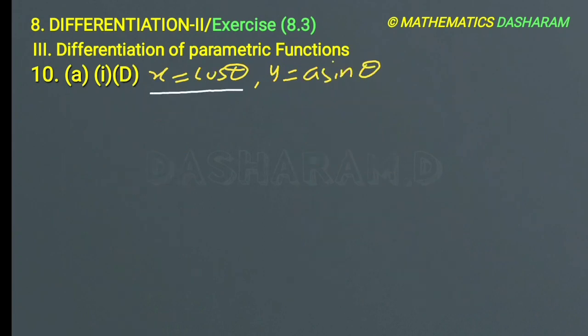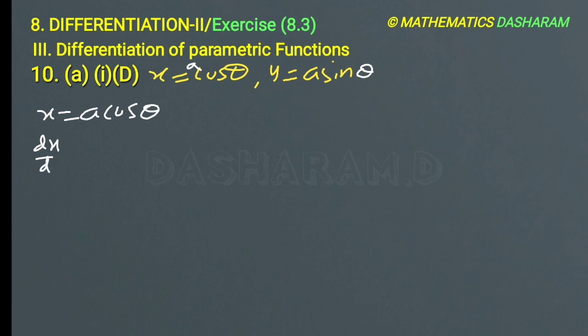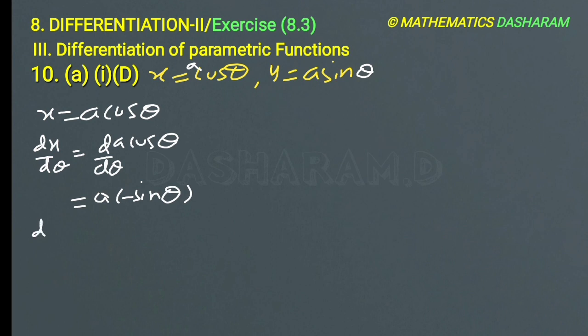D question: x equals a cos theta, and y equals a sin theta. So x equals a cos theta. Do the derivative on both sides with respect to theta. So d by d theta of a cos theta. Here a is a constant number, and the derivative of cos theta is minus sin theta. So dx by d theta equals minus a sin theta.